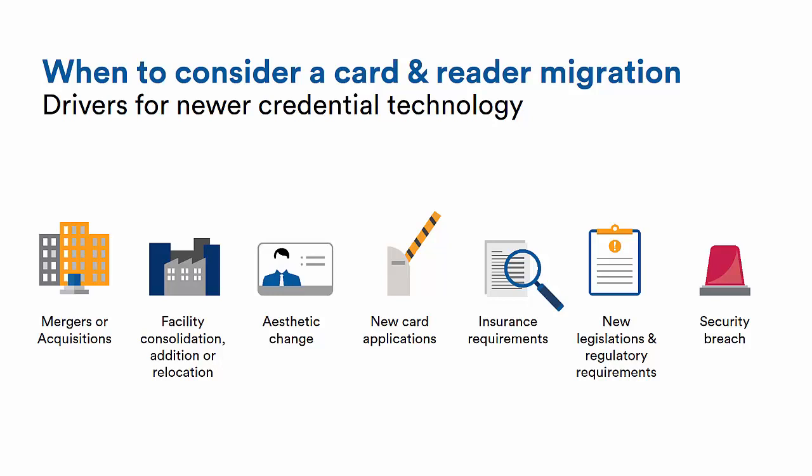Even aesthetic changes like a company logo or branding would require mass reprinting. Suggest they move to a secure credential instead of reordering the same technology from the past. Your customers may want to use access cards for different applications like car parking or cashless vending, but cannot with their 125 kHz credential because they don't have storage capabilities. Suggest a smart card capable of storing more information.